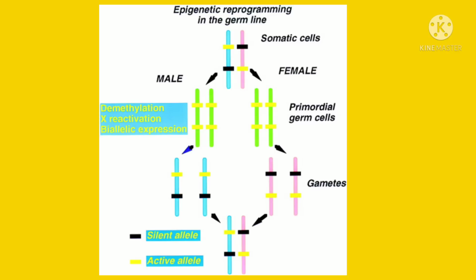Some genes are normally active only when they are inherited from a person's father. Others are active only when inherited from a person's mother. This phenomenon is known as genomic imprinting.